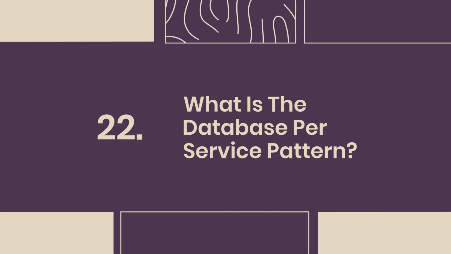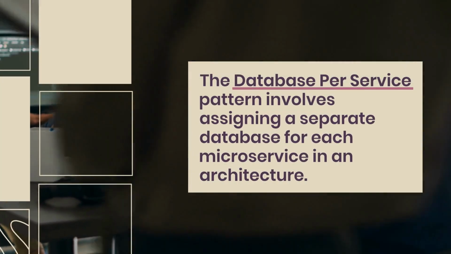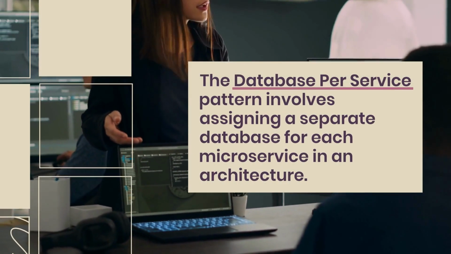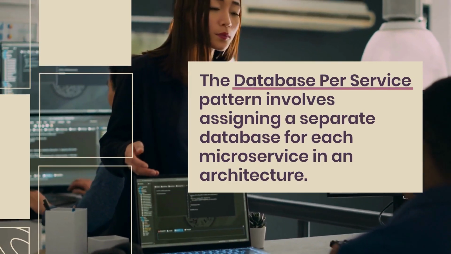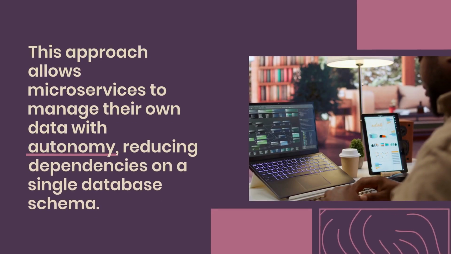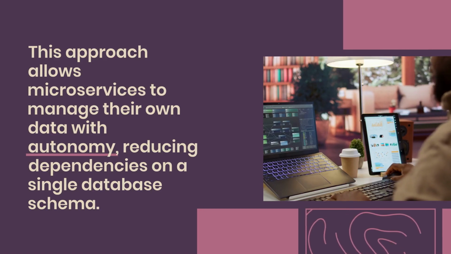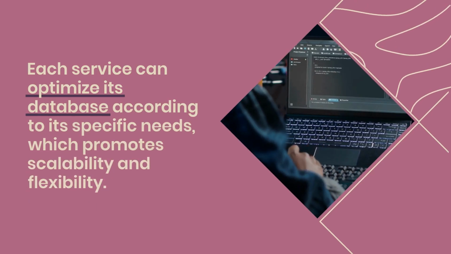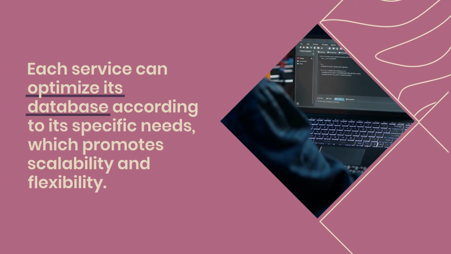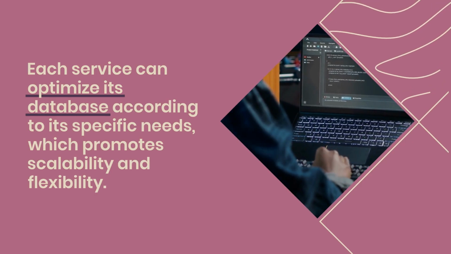22. What is the database per service pattern? The database per service pattern involves assigning a separate database for each microservice in an architecture. This approach allows microservices to manage their own data with autonomy, reducing dependencies on a single database schema. Each service can optimize its database according to its specific needs, which promotes scalability and flexibility.